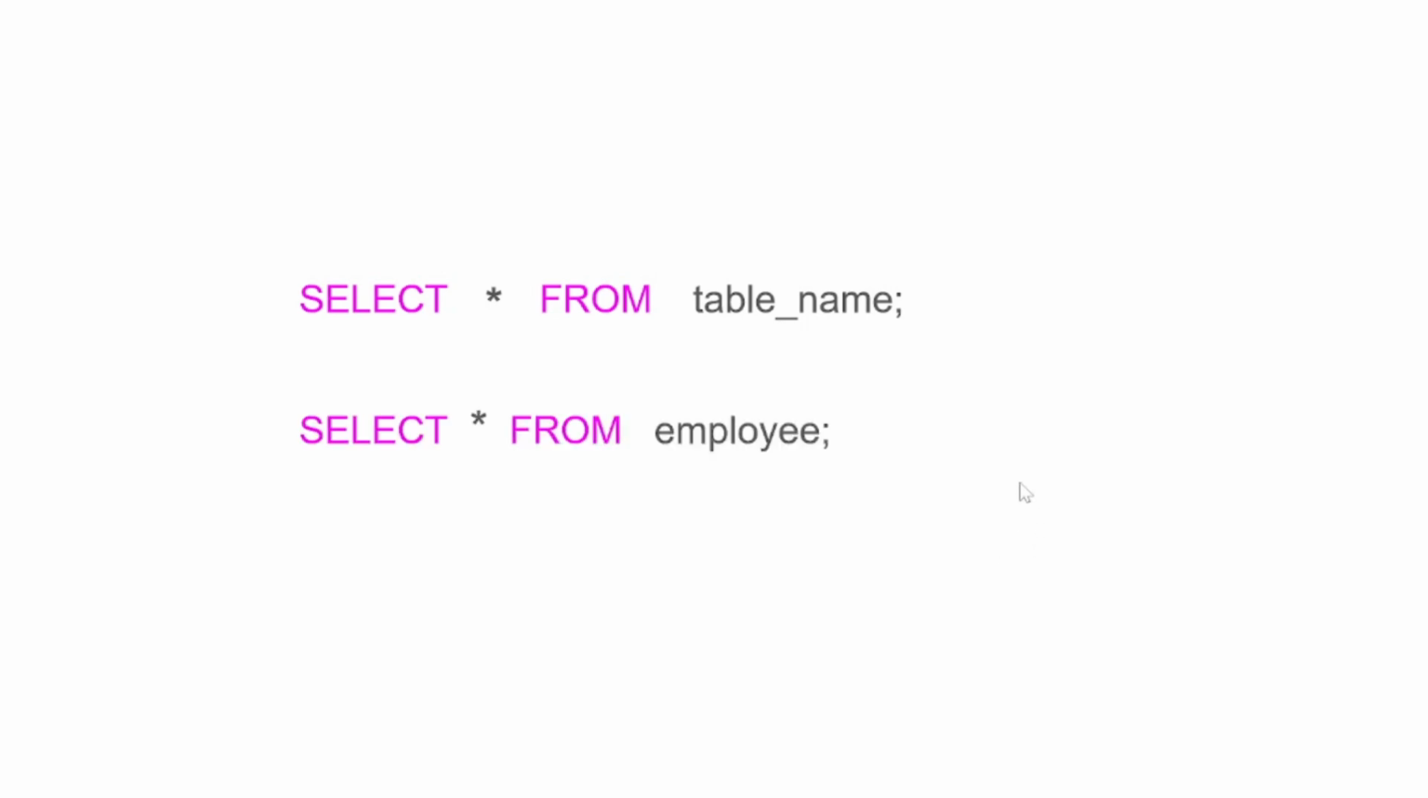In our case, we are dealing with the employee table. So the command simply reads this way: select everything from the employee table. So in this case, all the columns and all the data will be displayed to us. Let us see it in action.